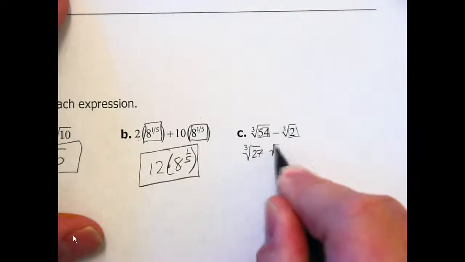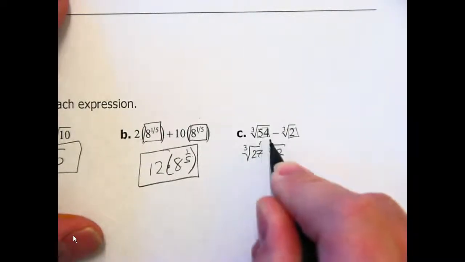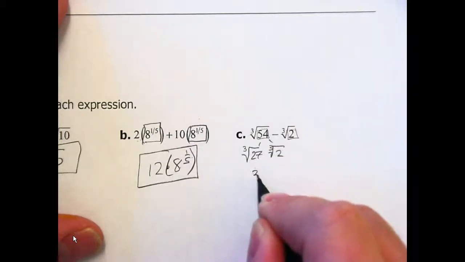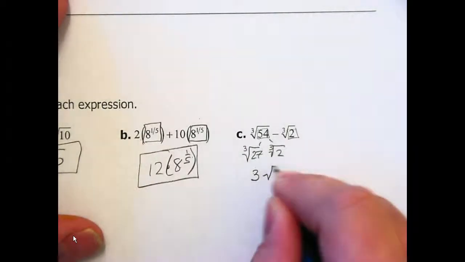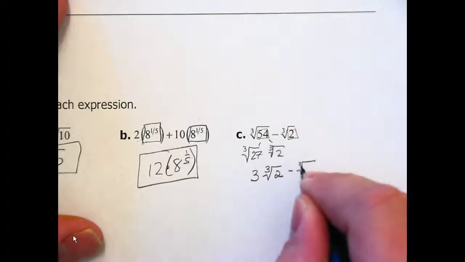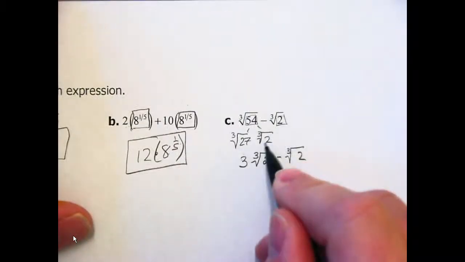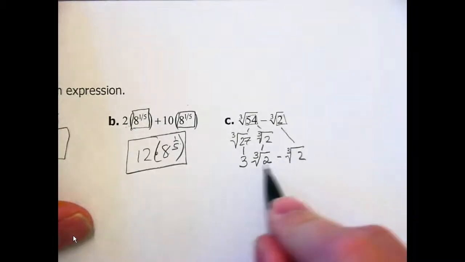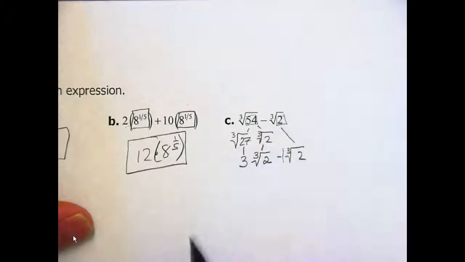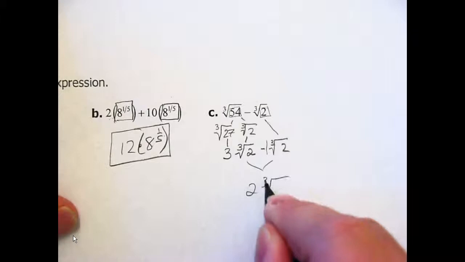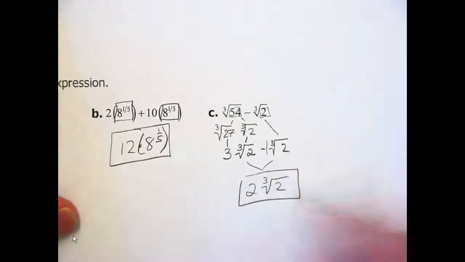Good. Cube root of 27 and the cube root of 2. That will work. That gives me cube root of 27 is 3. Not quite. Because now I have 3 cube root of 2 and then that cube root of 2. So you have 3 cube roots of 2 and 1 cube root of 2. So you have 2 cube roots of 2. Total.